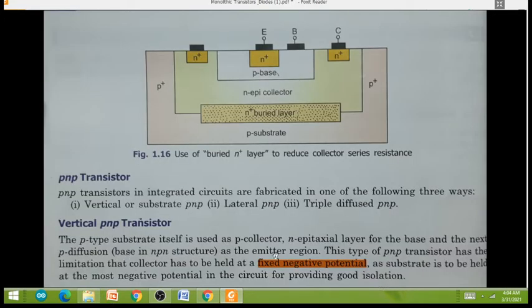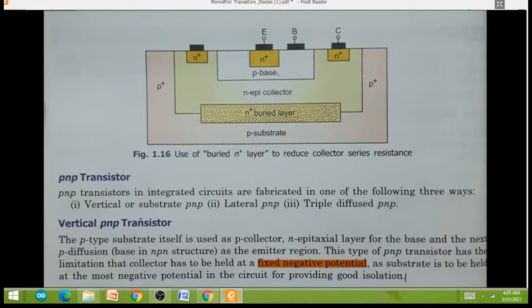Okay, so this is a limitation. Someone asked what is the limitation in the vertical PNP transistor. You should say that having a fixed negative potential is a limitation, as the substrate is held at the most negative potential in the circuit, providing a good isolation.